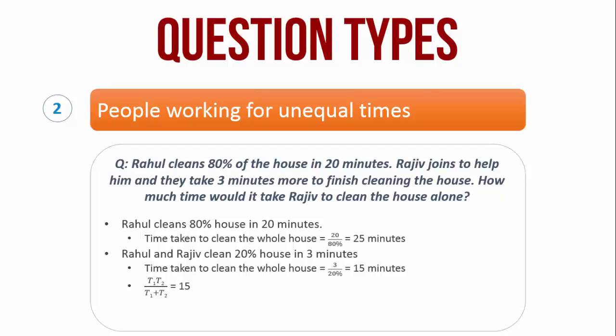Given the formula T1 T2 divided by T1 plus T2 equal to 15, we've just calculated that Rahul cleans the house in 25 minutes. So let's take T1 as 25 and T2 is the time that Rajiv takes, and we have to calculate that. So we get 25 T2 divided by 25 plus T2 equal to 15, or T2 equal to 37.5 minutes. So if Rajiv cleans the house alone, he will take 37.5 minutes.